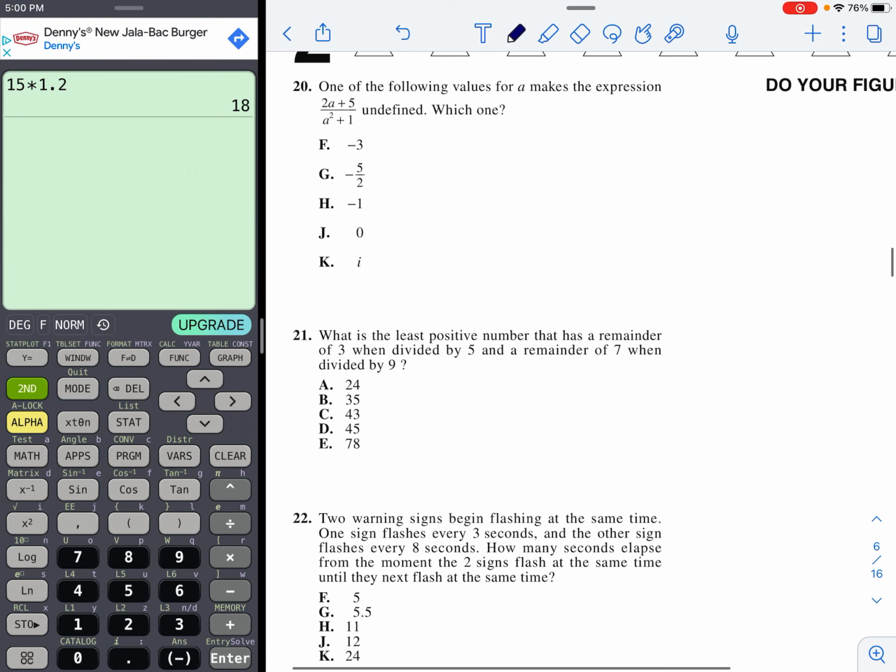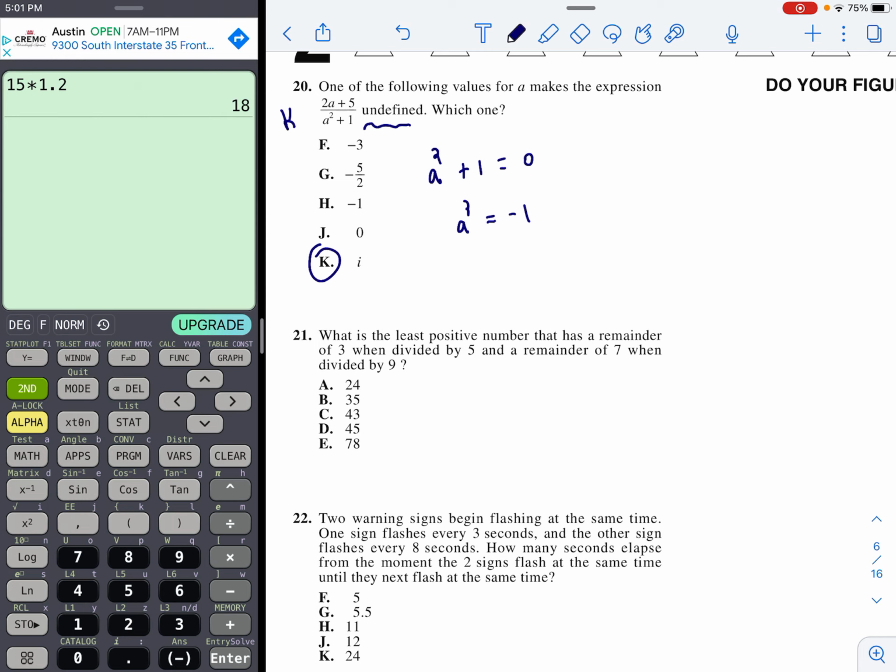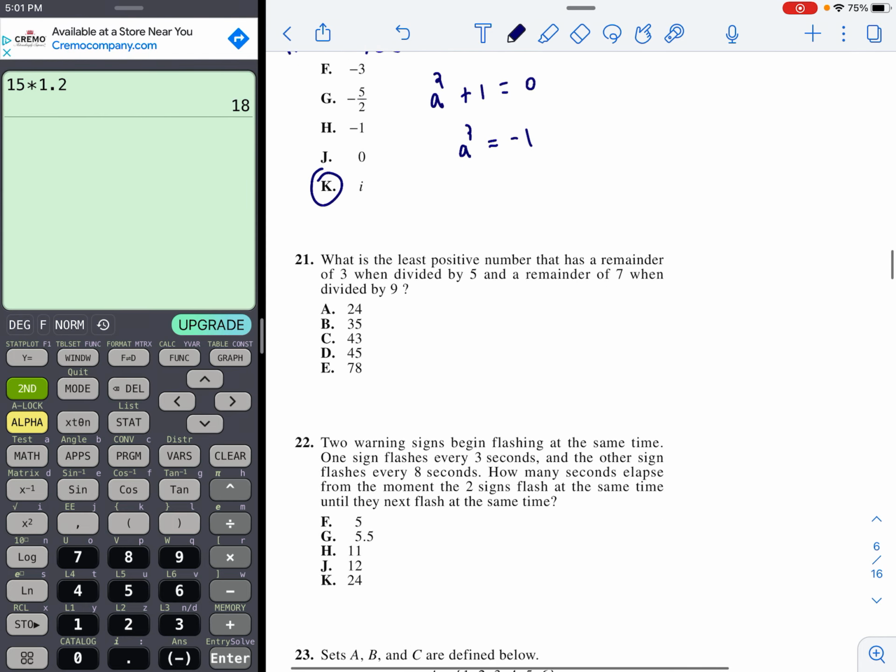Question 20, which of the following values of a makes the expression undefined? One of the things we can't do in math is divide by 0. So we're trying to figure out which of these would cause a squared plus 1 to be equal to 0, aka when is a squared equal to negative 1? This is the definition of i squared is negative 1, so that would cause us to be undefined. None of these other ones would cause us to be undefined.